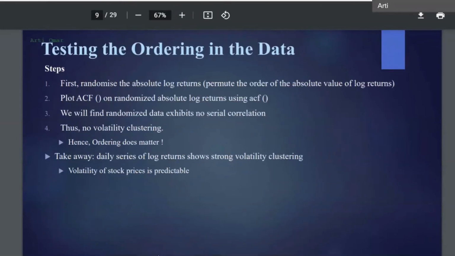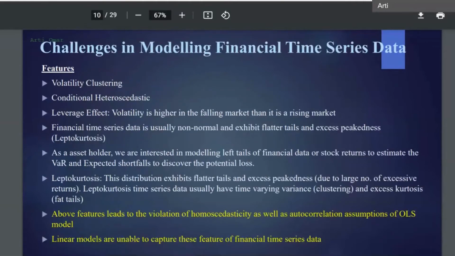Now, what are the challenges? Next slide, slide number 10. What are the challenges in modeling financial time series data? I've already discussed a few points, and I'm just summarizing everything here. So the challenges: we have volatility clustering, as I told you. Then we have conditional heteroscedasticity, where there is a constant variance, but then suddenly there is a jump in the volatility. In that jump, you find a lot of volatilities clustering together.